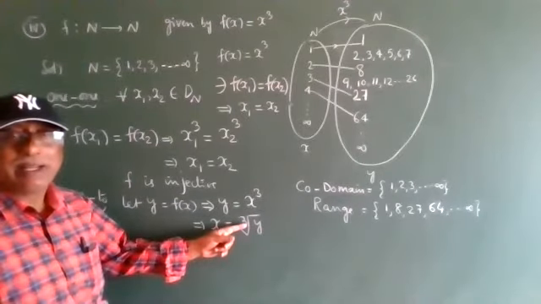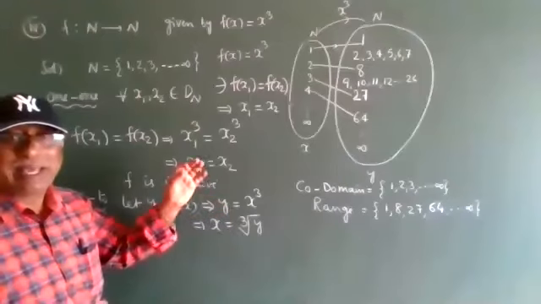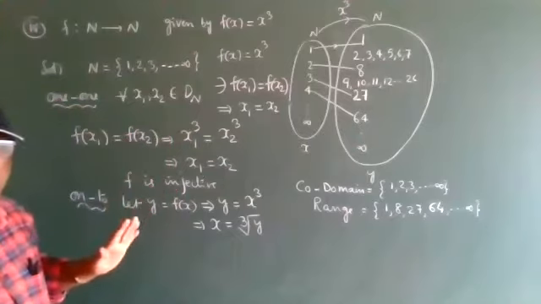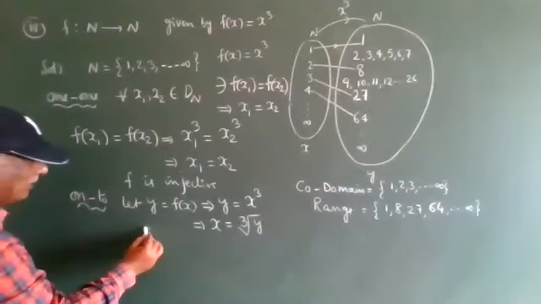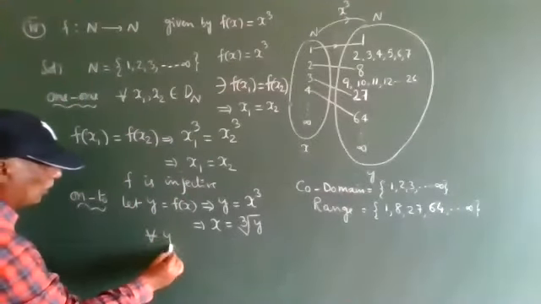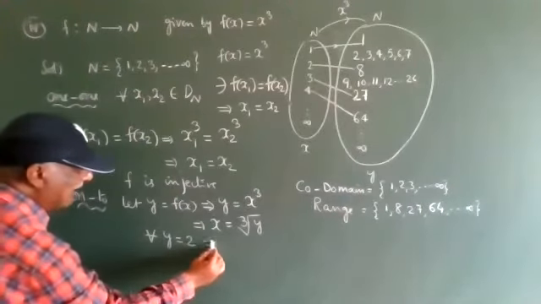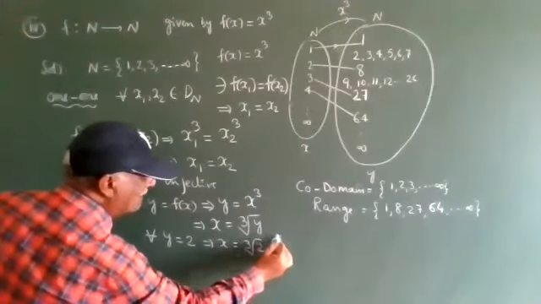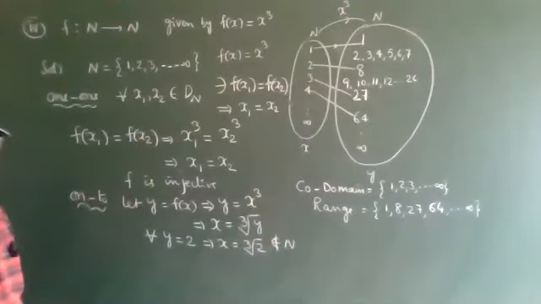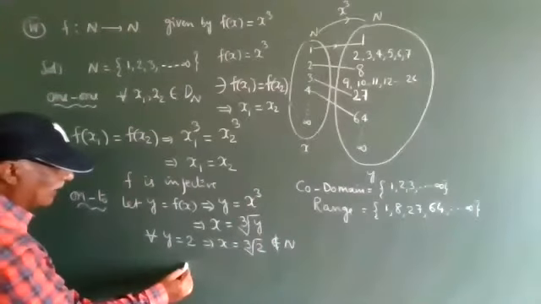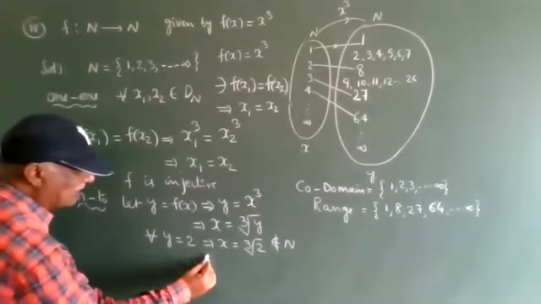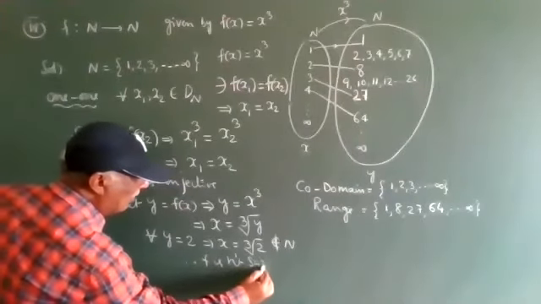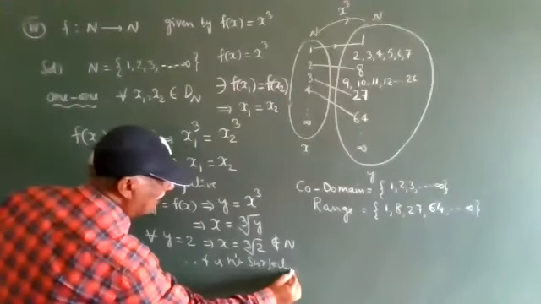The cube root can be an irrational number, and an irrational number does not belong to the natural numbers. So let y be equal to 2. That implies x is equal to the cube root of 2, which is not a natural number. Therefore, f is not surjective. Very simply we can write that.